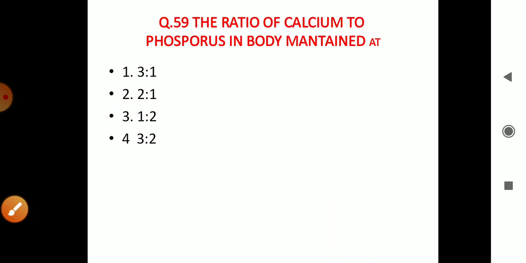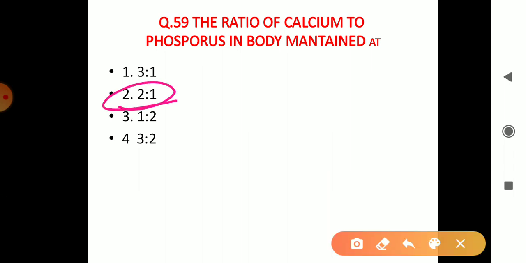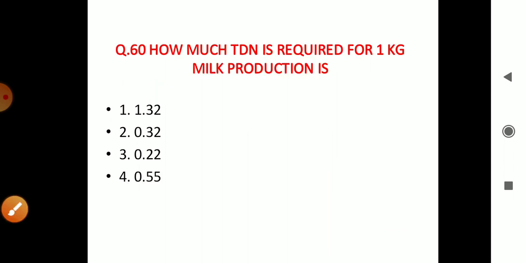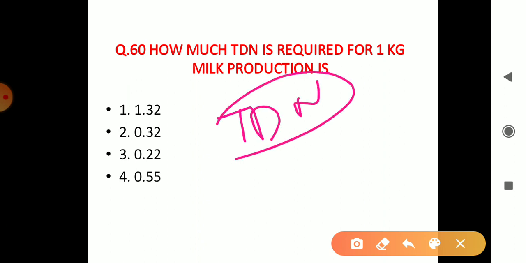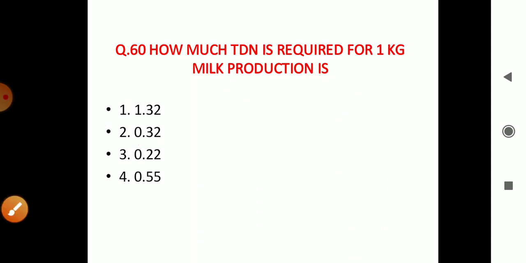Coming to the next question, the ratio of calcium to phosphorus in the body is maintained; I've already discussed, it is 2:1. How much TDN is required for 1 kg milk production? Dear students, please remember TDN, total digestible nutrient. The value is 3.2%. That is the amount of TDN required for 1 kg of milk production.